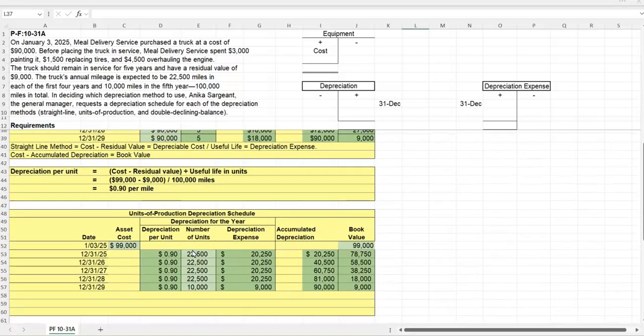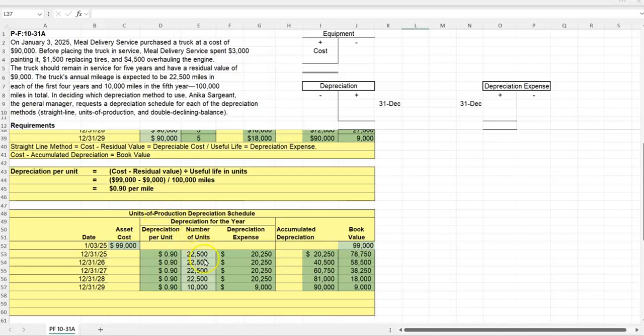Next one is depreciation per unit. Cost minus residual value, divided by useful life in units. So 99,000 minus the 9,000 divided by total useful miles will give us the depreciation per unit. In this case, it's miles. So again, cost minus residual value divided by useful life in units: 99,000 minus the 9,000 divided by 100,000 miles, which is its total life, it figures. So the depreciation per unit is fixed.